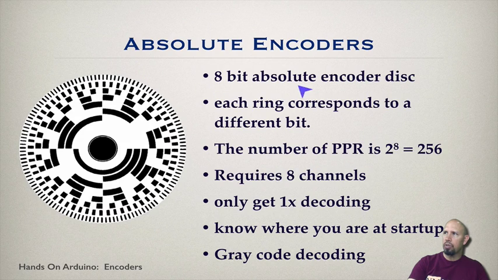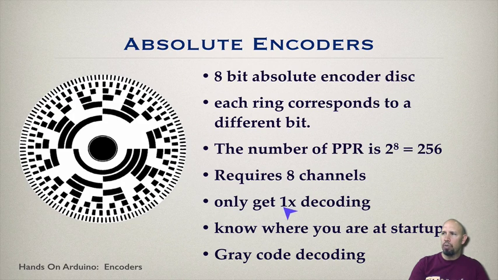So this is an 8-bit absolute encoder disk. Each ring basically corresponds to a different bit. So you can imagine there being eight readers, transmitters and receivers, and each one of those is getting a bit. In this particular case, the number of pulses per revolution is 2 to the 8, or 256 pulses per revolution. Again, this requires 8 signals, 8 channels to keep track of.